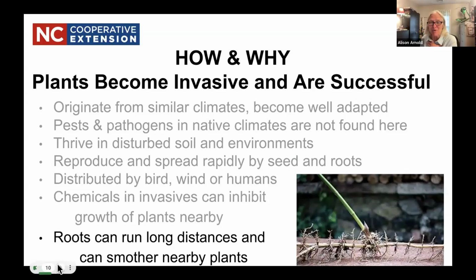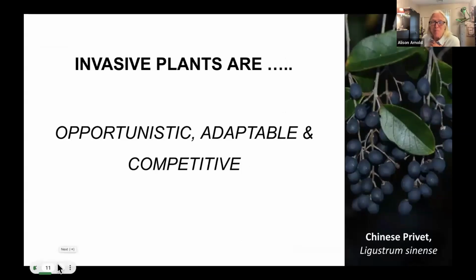This is a picture of a bamboo shoot, which we know can run distances that are mysterious and true. So basically, invasive plants, they're opportunistic. They take opportunity for exposed soils and sun. They're very adaptable and they're very competitive. That's why we find them so challenging.